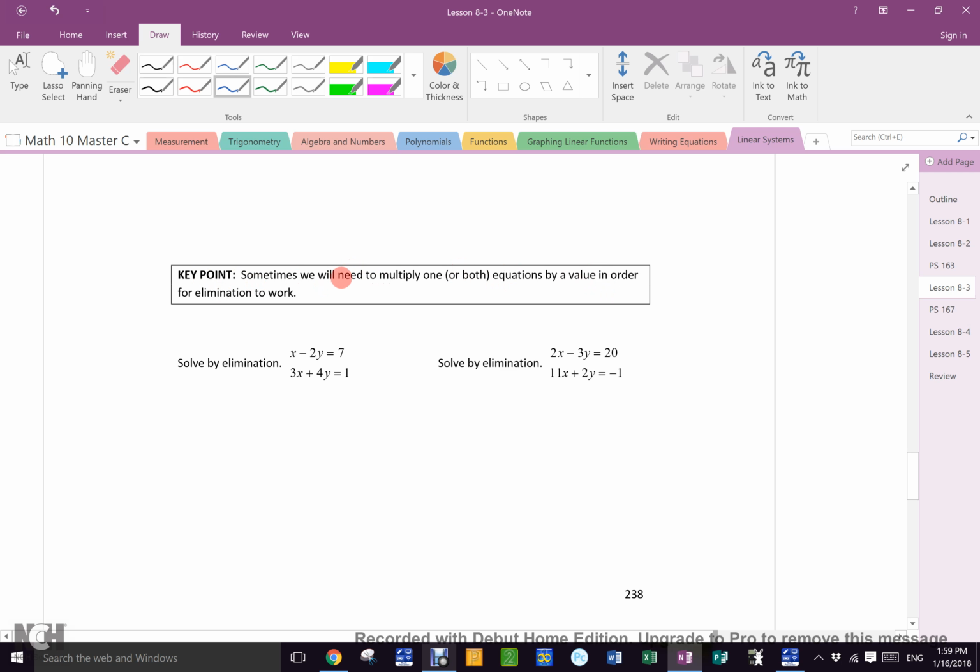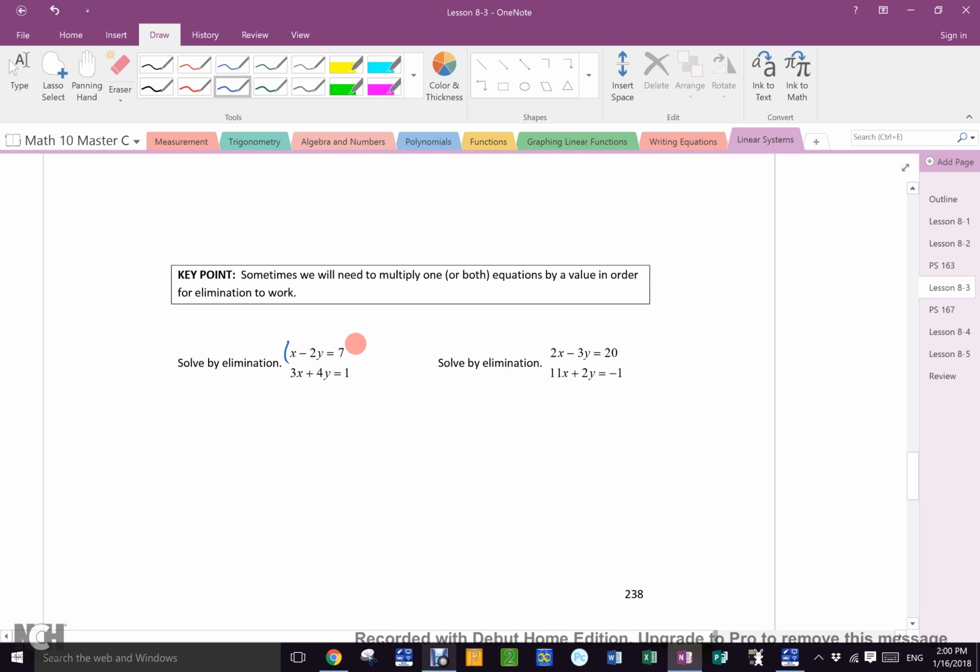Read this. Everybody reading it? Good. Look at this first set. Is there a coefficient that is the same number? No. So I have to change the way they look, don't they? Multiply. What should I multiply? What is one choice I could make?